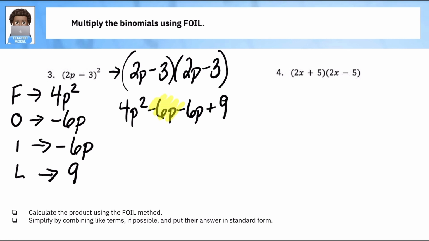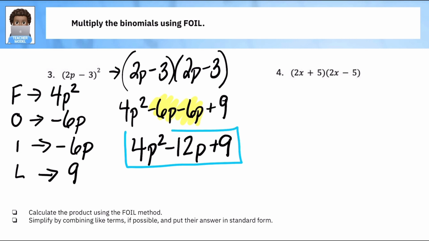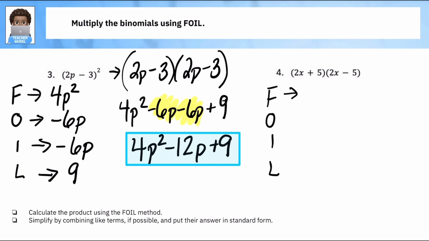You can see our like terms. So add them together, and here's your final answer. See if your answer matched mine. If not, look to see where they may be different. And let's do our last one. Here are our terms again. I'm writing FOIL. We have our terms. 2x times 2x is 4x squared.